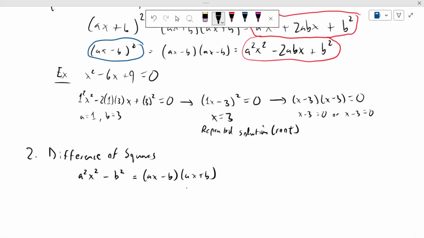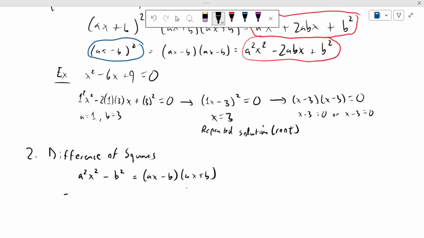Yeah, always. And you can FOIL it out and you can see that your middle term is going to cancel. We have ax times ax is a squared x squared. Ax times b is plus abx, but then we have minus b times ax, so we get minus abx, so they're going to cancel off. And then we have minus b times b is b squared.